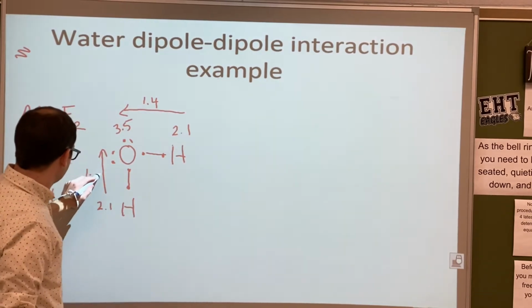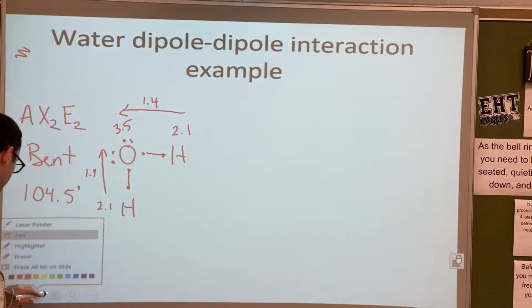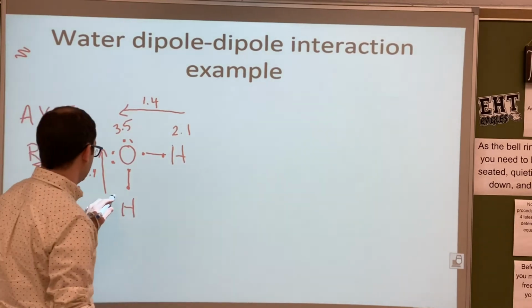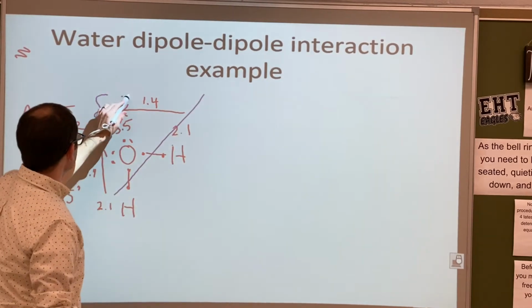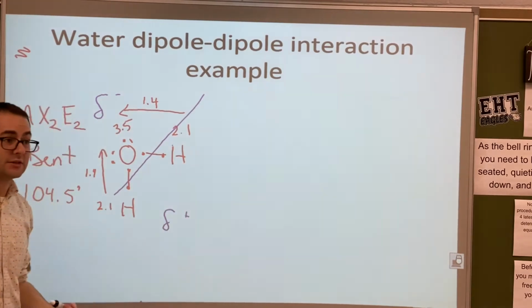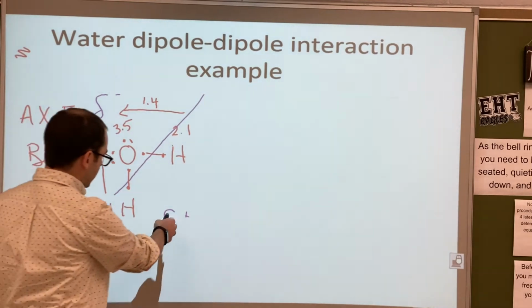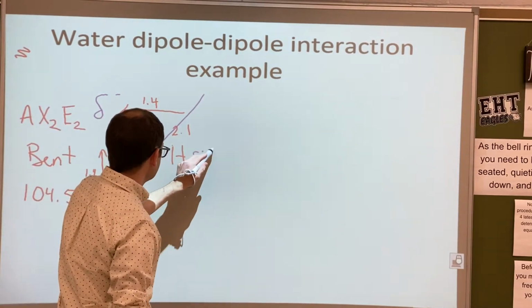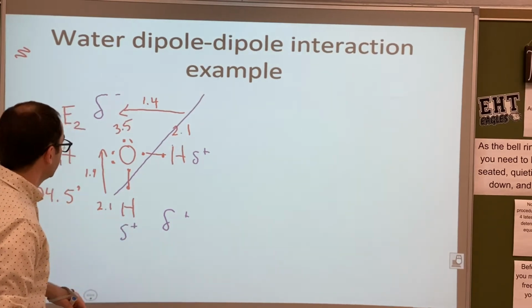All right, so we have this. They're both going towards that oxygen. So we can see here, if we were to cut it in half, this side of it would be slightly negative. This side of it would be slightly positive, right? All right. And you can draw the lowercase deltas right next to the hydrogens as well. That's fine. All right, so you can put them there.